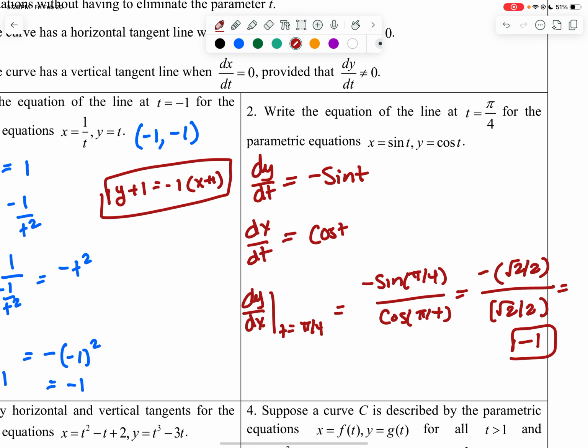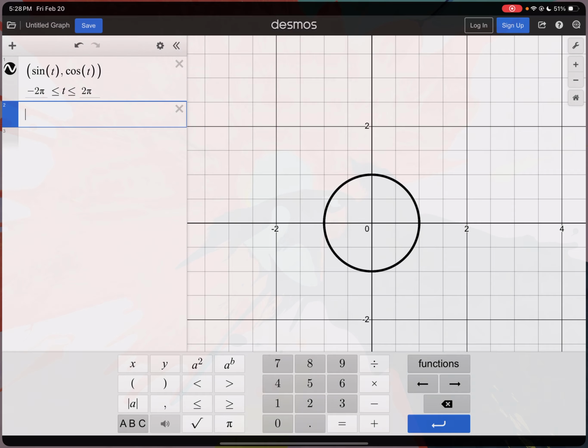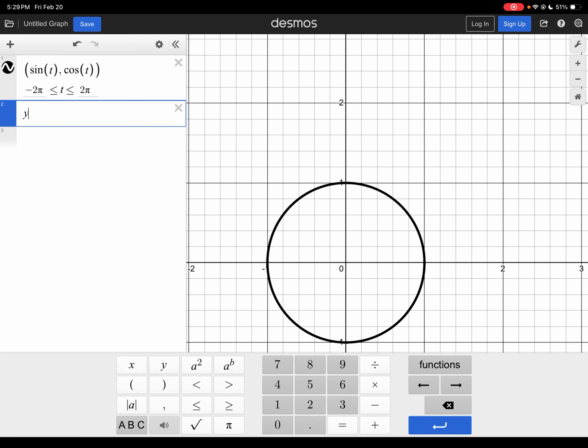Now, I forgot to give you guys the rectangular coordinate, but if you plug in pi over 4 into sine of t and cosine of t, like I said, you'll get root 2 over 2, root 2 over 2. And then if I were to draw this, I can't because I'm not on my Notability, but we should know that the tangent line is going to be negative.